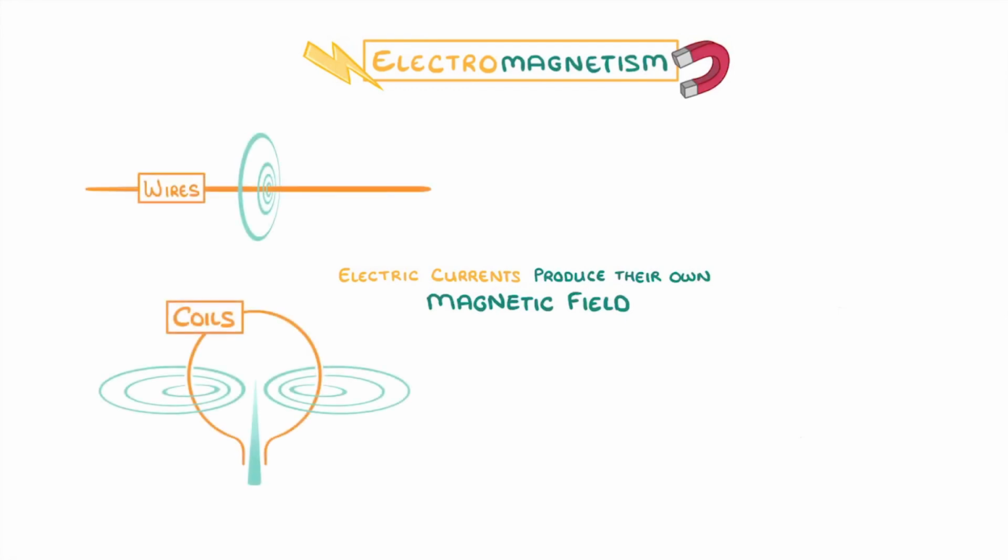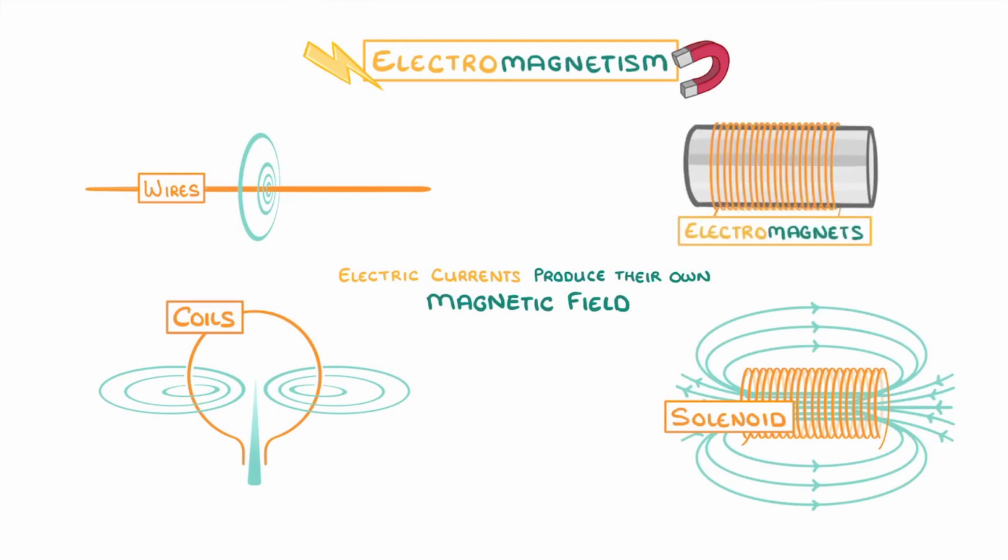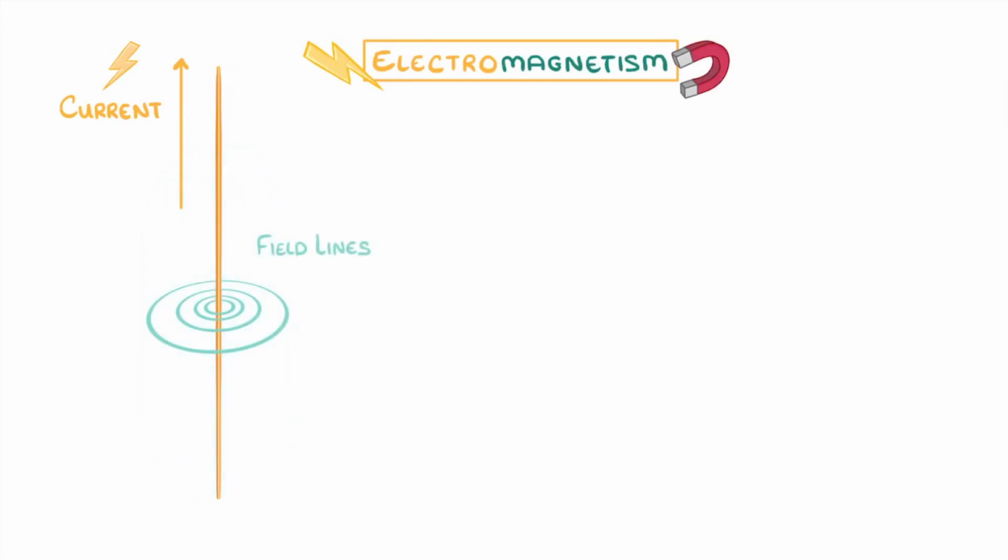In today's video, we're going to look at electromagnetism, which is the phenomenon whereby electric currents produce their own magnetic fields. And we'll see how this works in ordinary wires, coils, solenoids, and electromagnets. Let's start by imagining that we had a wire, and that we let current flow through it from bottom to top. This electric current would produce its own magnetic field all around the wire, which we can represent with field lines. In this case, the field lines would be concentric circles around the wire, and they'd be closest together near to the wire, as that's where the magnetic field is strongest.